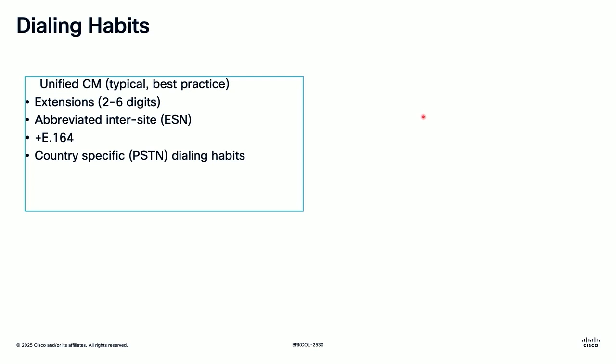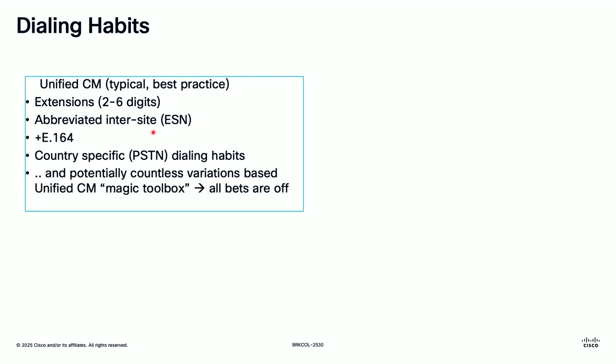But my point is, you can come up with really, really complex designs and the weirdest dialing habits and dial plans. Typically in enterprises, we end up seeing something like this: extensions, abbreviated site dialing, plus E.164, and then country-specific dialing habits, right? And potentially countless variations based on this magic toolbox that you have. So when you take a look at a new UCM installation, all bets are off on what you're going to find. And if you look at 4 different companies and their 4 UCM installations, chances are you see 4 completely different approaches to dial plan design. Although for at least 15 years, there has been a recommended way to do it.